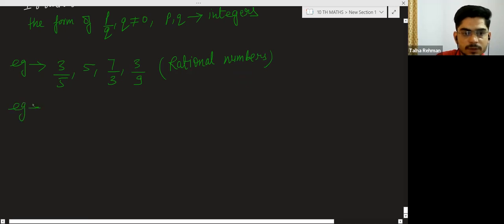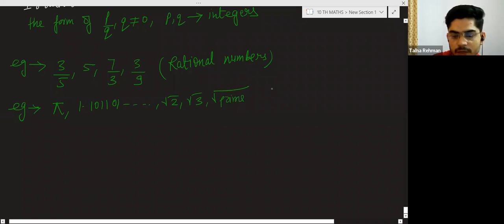Irrational numbers: pi is an irrational number, like 1.1011, like this number. The numbers under the root, root 3, root 5, and the root of a prime number. They all are irrational numbers.